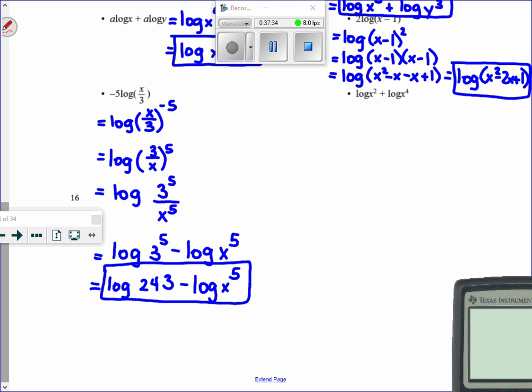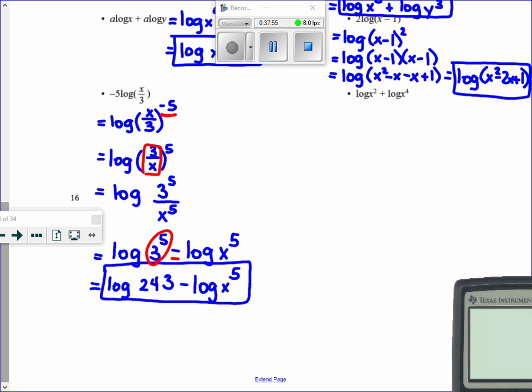Okay. So first I had to deal with this negative exponent by flipping and using the reciprocal. And then once I had that, then I could apply the quotient law of logs and turn it into a subtraction. And then I could evaluate the part that could be evaluated.